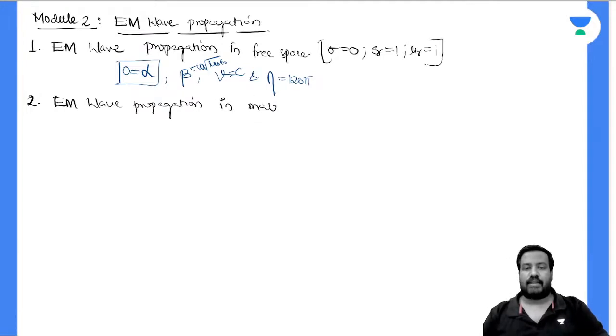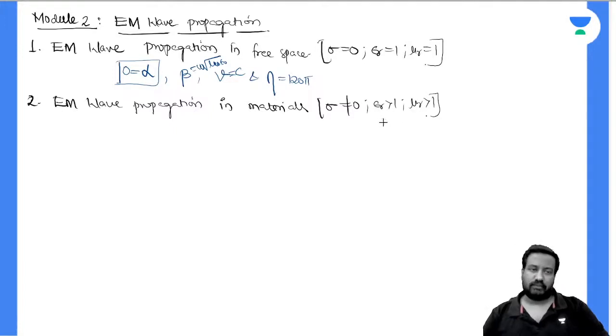In materials with finite conductivity, sigma naught equal to 0, epsilon r greater than 1, mu r greater than 1. Here we have derived generalized expressions for alpha and beta.